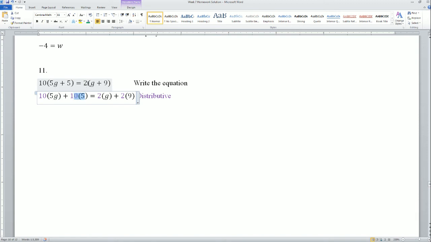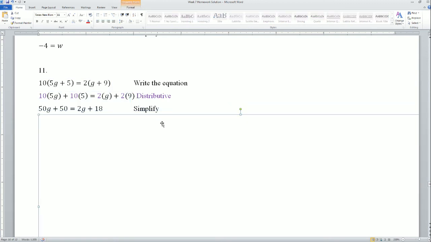Likewise, I do that to the right hand side as well. 2 times g. And 2 times 9. That's what I do after I distribute. Now I simplify. 10 times 5g is 50g. 10 times 5 is 50. 2 times g is 2g. 2 times 9 is 18.